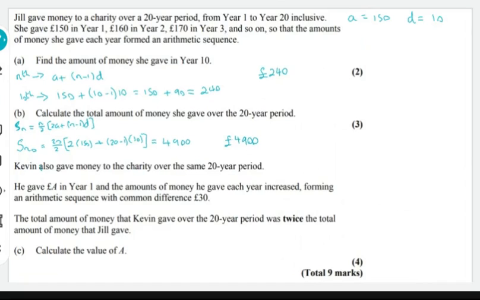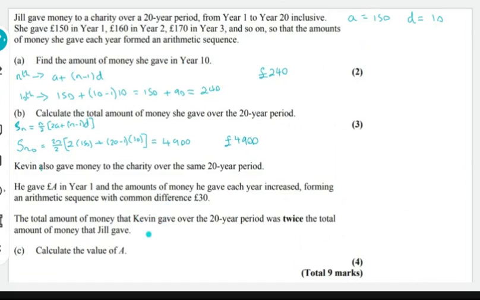So Kevin also gave money to the charity over the same 20-year period. Ooh, competition. He gave £8 in year one, and the amounts of money he gave each year increased, forming an arithmetic sequence with a common difference of £30. The total amount of money that Kevin gave over the 20-year period was twice the total amount that Jill gave. Oh, Kevin won by a lot. Whoa. Calculate the value of A.